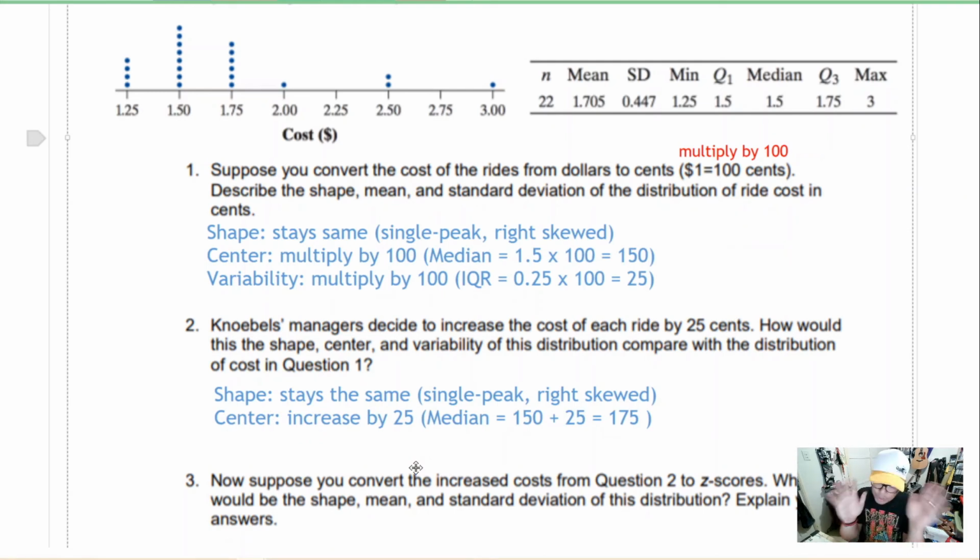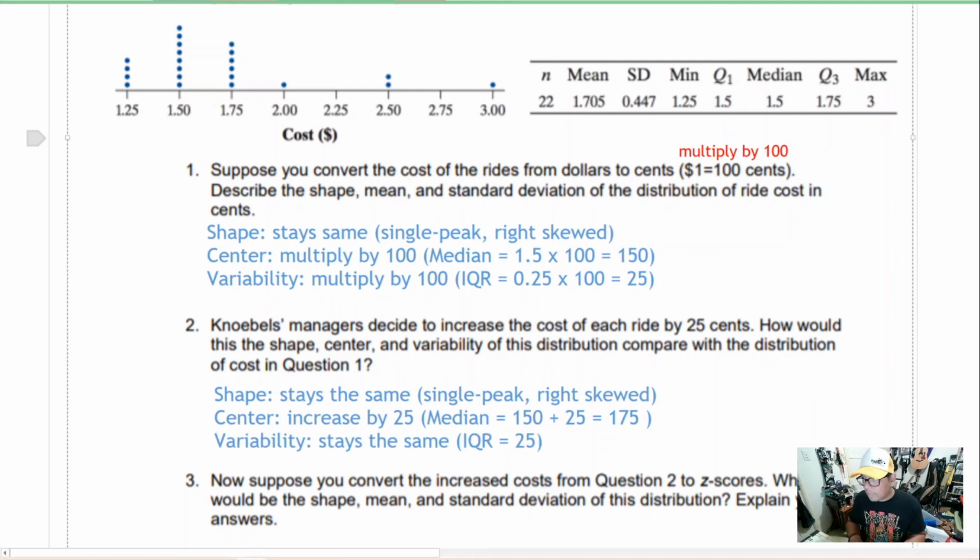The center, let's start off with that. The center is going to increase by 25. So the median, which was 150 cents, is going to be increased by 25 cents. So the new median is going to be 175 cents. And then because we're only adding, the variability is going to stay the same. IQR is still going to be 25 cents.